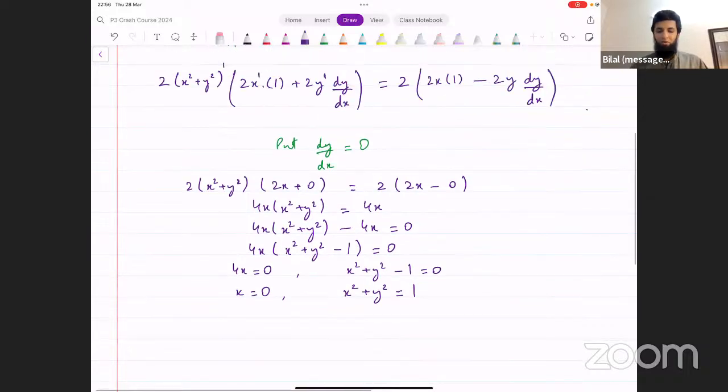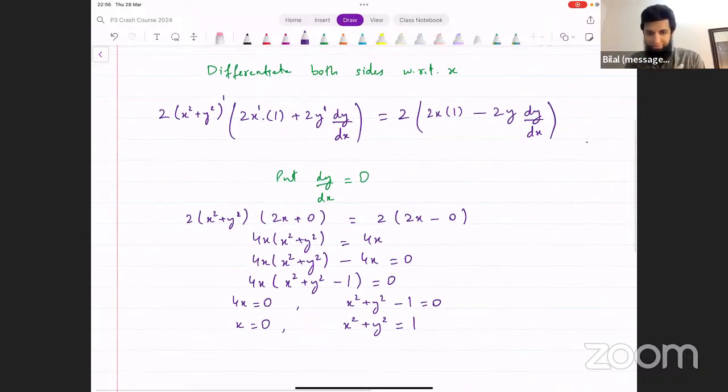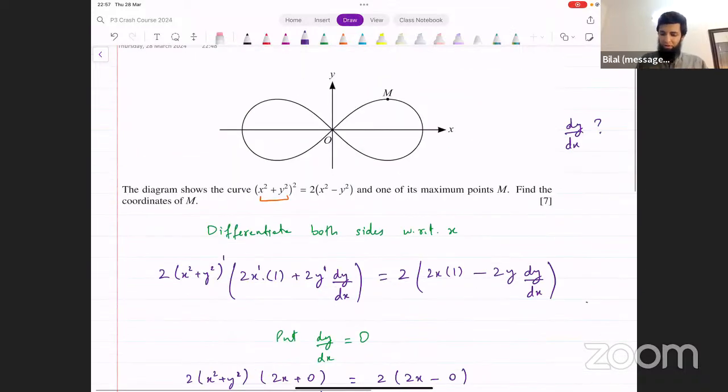All right. So what have we done until now? We have differentiated both sides, put the derivative equal to 0. When we put the derivative equal to 0, we get either x equal to 0 or x squared plus y squared equals 1. All right. That's the result that we've got. Now, what were we looking for? We were looking for the coordinates of M. Now, if you think about it, M is right here.